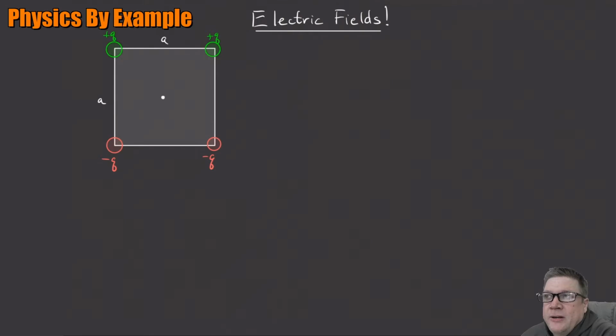Suppose we have a square, and on the corners of the square I've got 4 charges, 2 pluses on the top, 2 minuses on the bottom, and the square has sides of length A. What we want to know is the electric field at the center of the square in terms of Q and A. We won't put actual numbers in, we'll just leave them as variables.